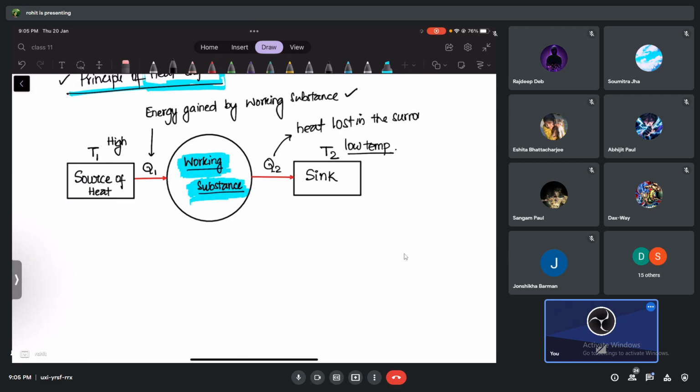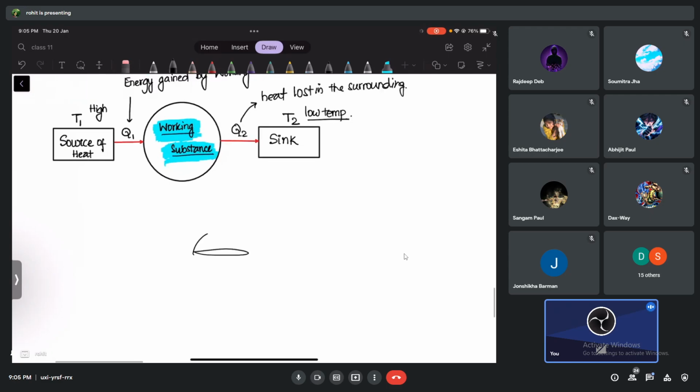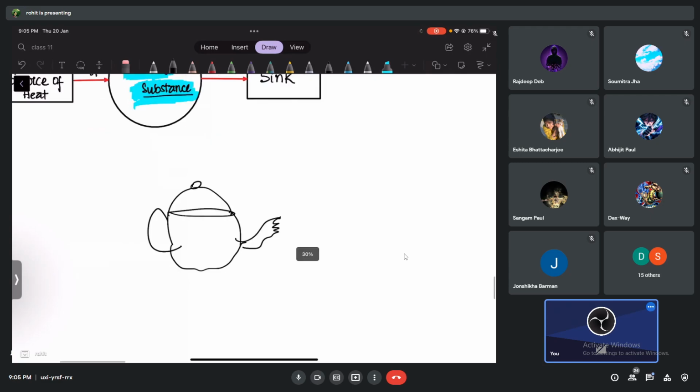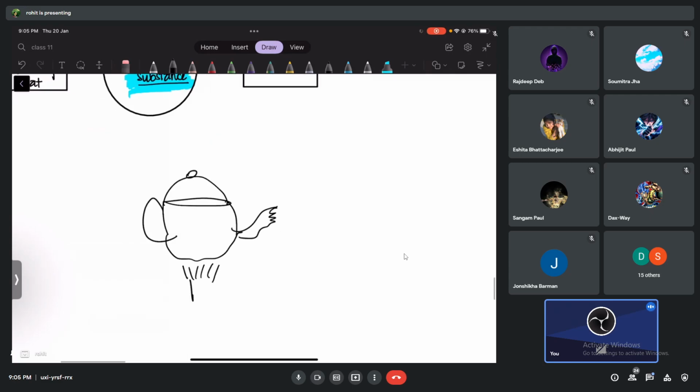Why did I say that? Let me give an example. Imagine this is a kettle. Very good example. You are supplying heat, let's say. So your working substance is inside. Water is inside. This is the source right now. It's at very high temperature. That's T1. How much energy is going? Let's say 10 joules of energy is going from the source. Can you understand this?